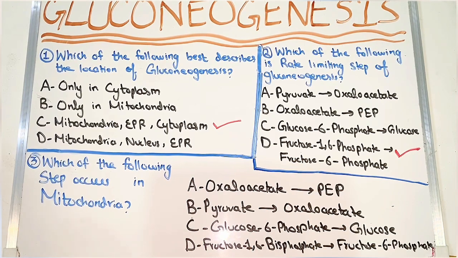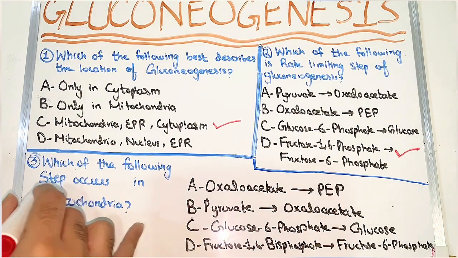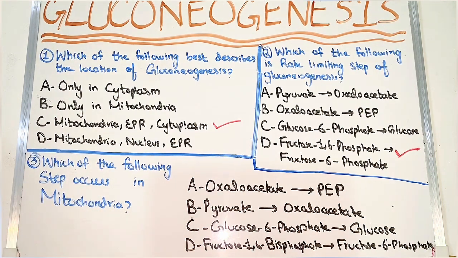The third question is, which of the following steps occurs in mitochondria? The first step which occurs in mitochondria, as we all know, is that pyruvate is converted into oxaloacetate in the mitochondria. Later it is converted into malate, so it can get out of the mitochondria to the cytoplasm.